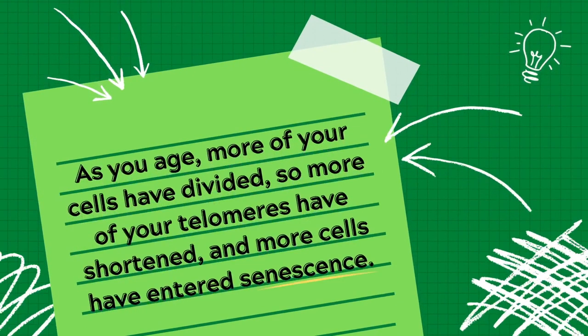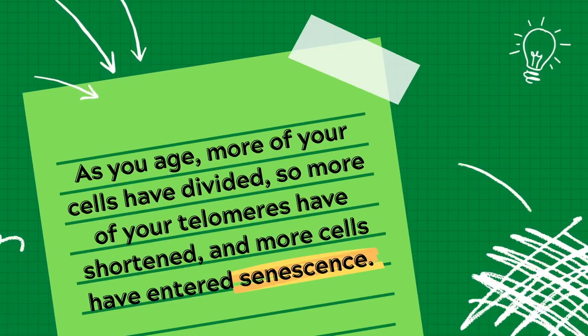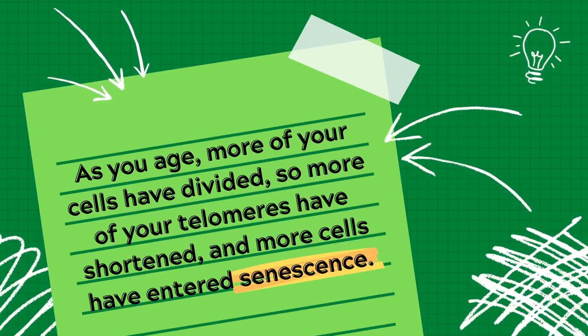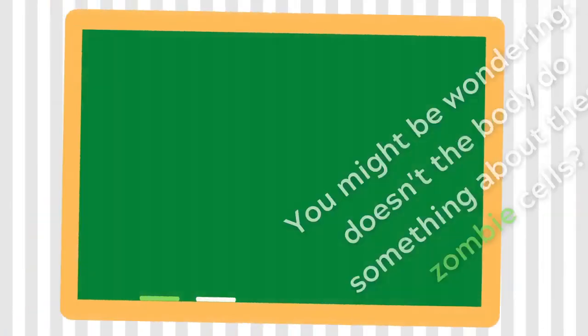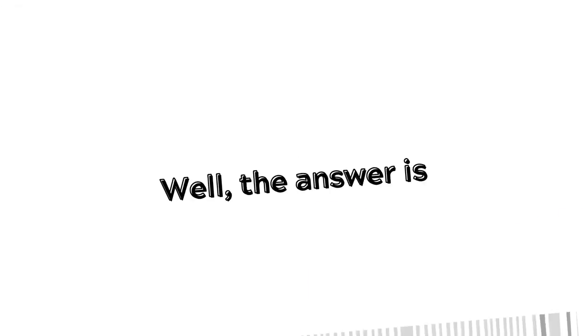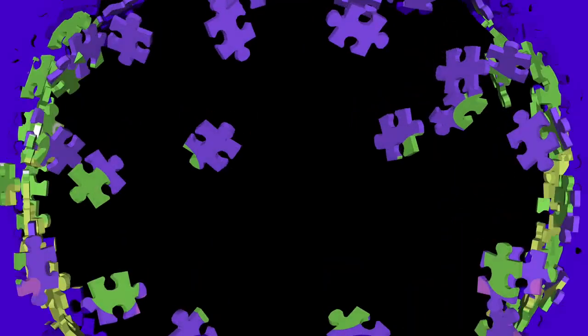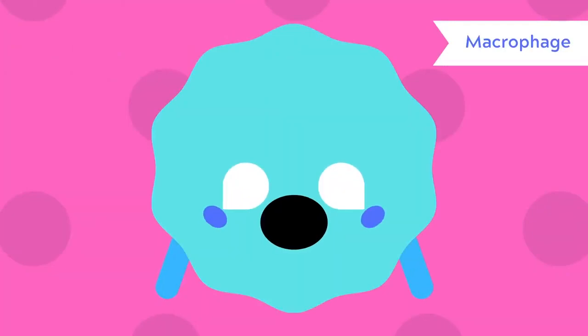As you age, more of your cells have divided, so more of your telomeres have shortened, and more cells have entered senescence. Now, you might be wondering, doesn't the body do something about these zombie cells? Well, the answer is yes. Senescent cells normally self-destruct, like all cells do when they aren't functioning properly, and are removed by immune cells, like macrophages.